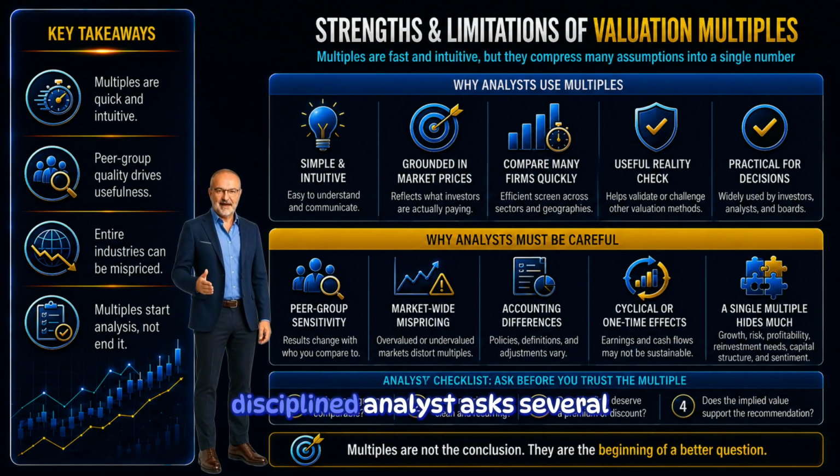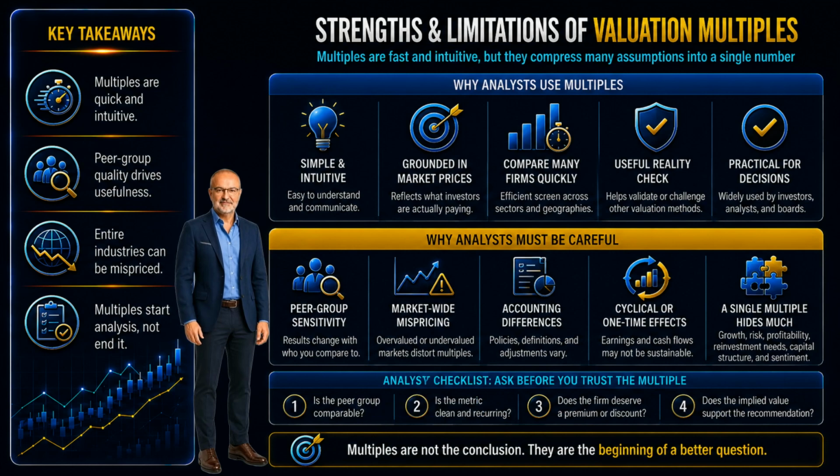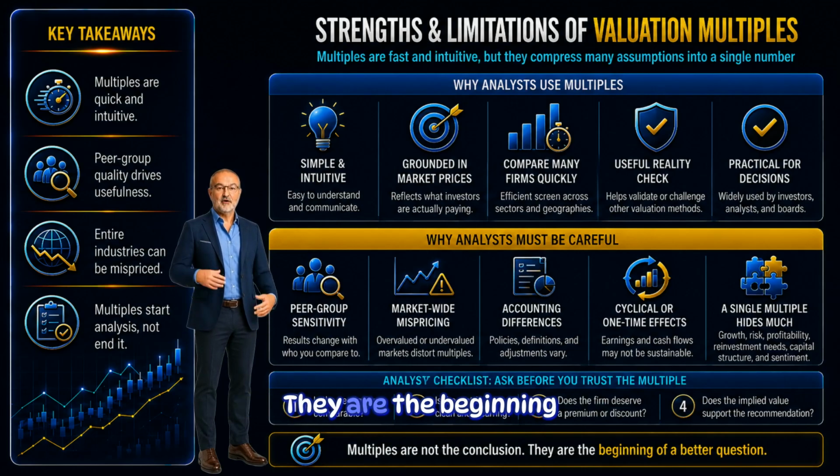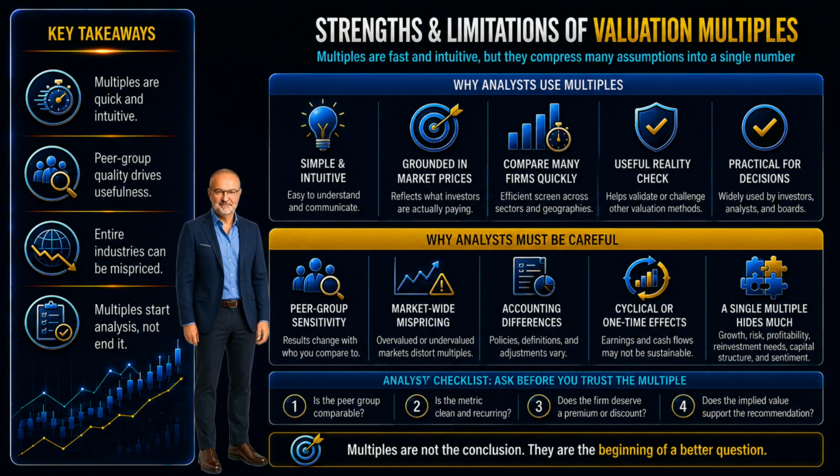That is why a disciplined analyst asks several questions. Is the peer group economically comparable? Is the financial metric clean and recurring? Does the company deserve a premium or discount? Does the implied value support the recommendation? Multiples aren't the conclusion. They are the beginning of a better question.